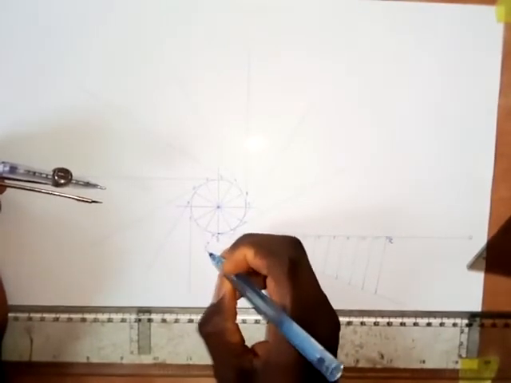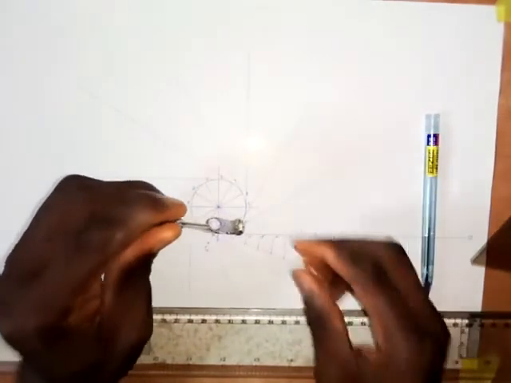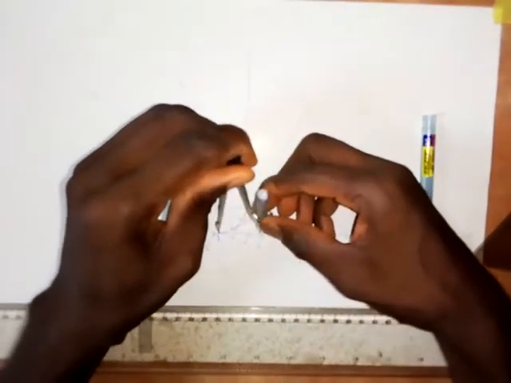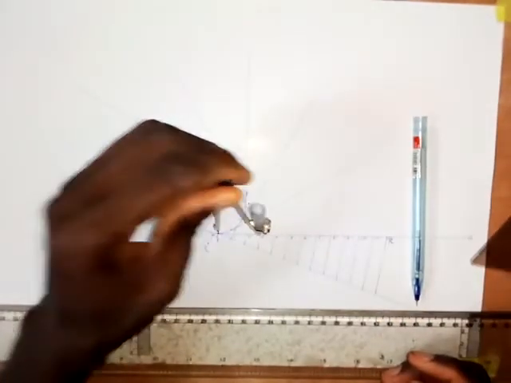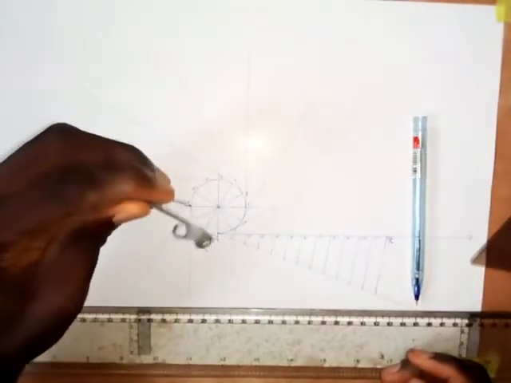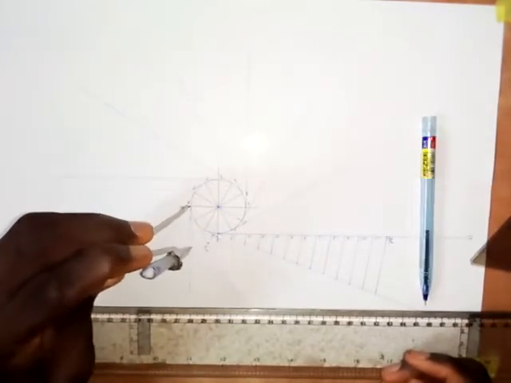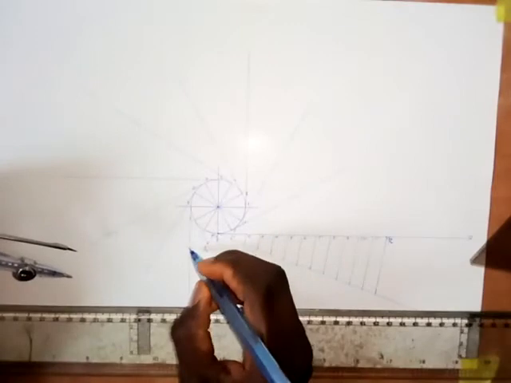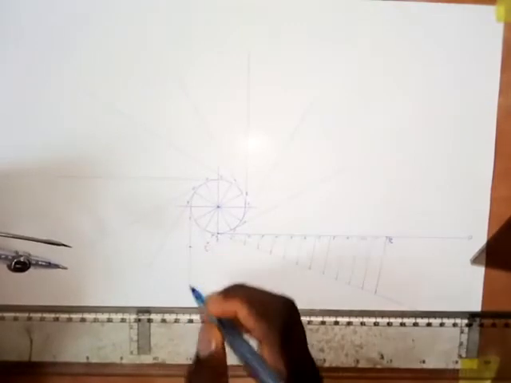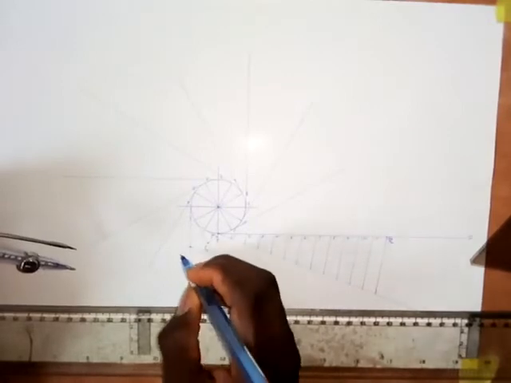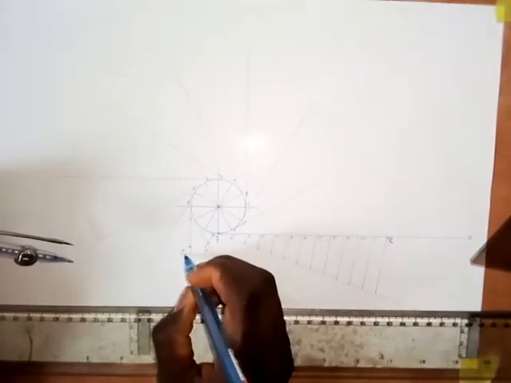Okay, so the next is from P again, you extend to 3' on this line. So this is 3'. Put your compass at point 3 and make an arc here. The point where the arc touches the tangent drawn from point 3, we call it P3. This is P3.